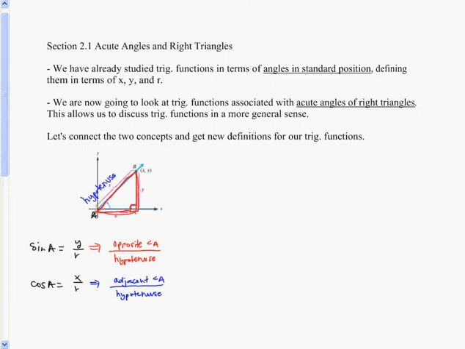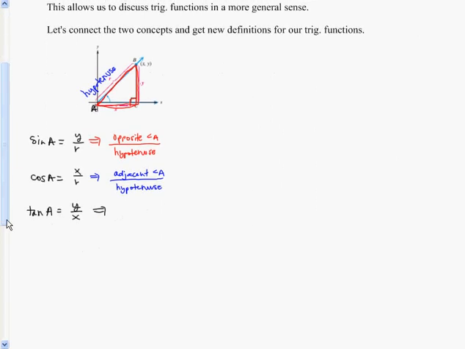And the last more familiar term would be the tangent of A, which would be y over x in former terminology. And now we would see that as the side opposite of angle A over the side adjacent to angle A.